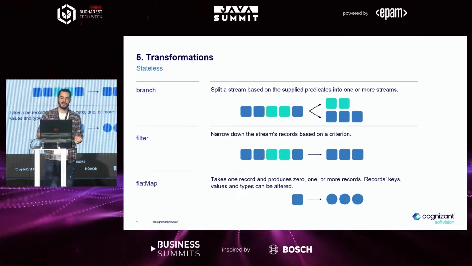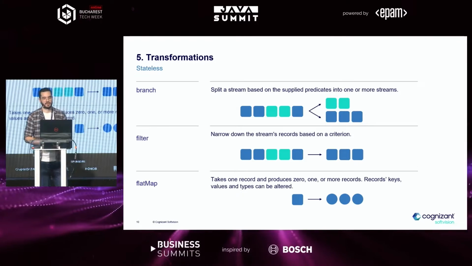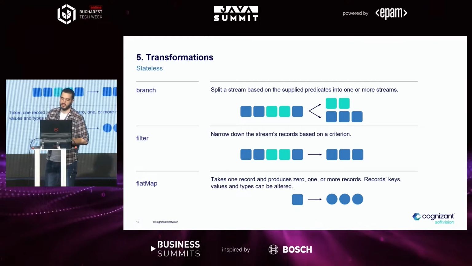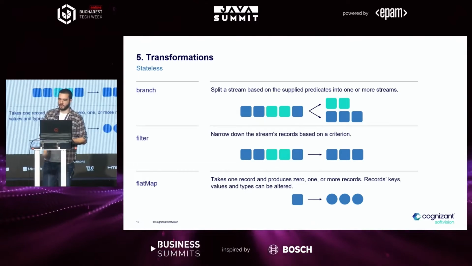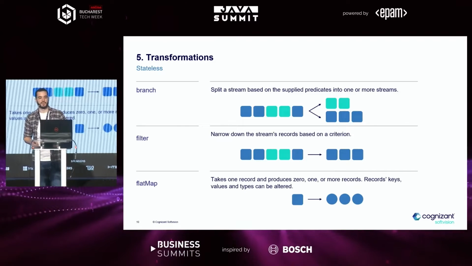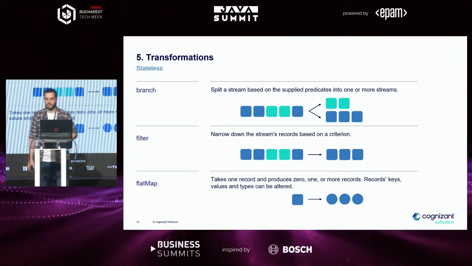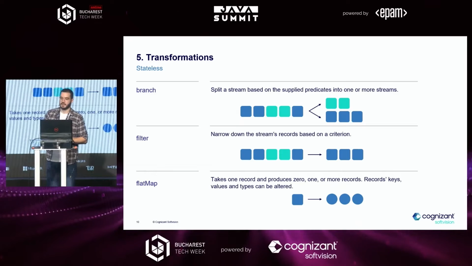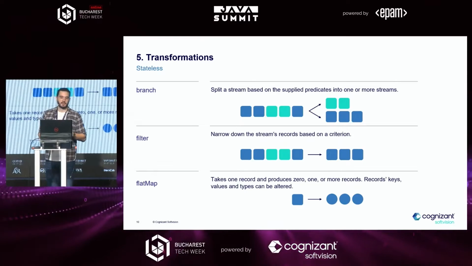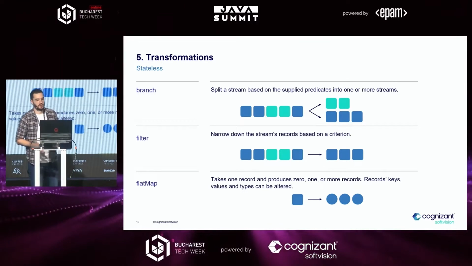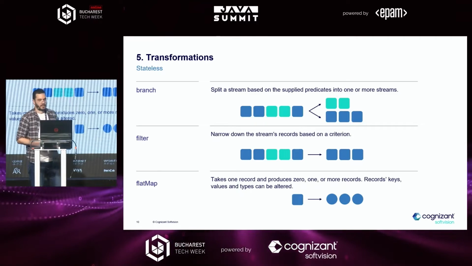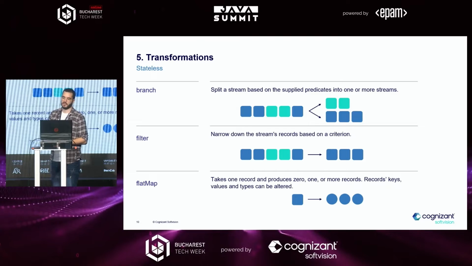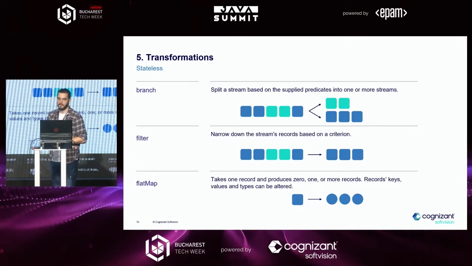So with this analogy in mind, I would like to go further and talk about the most commonly used operations in Kafka Streams. Branch. This operation performs a split on a stream into one or more streams based on a supplied predicate. We will use this later in the trading example, along with a filter, which narrows down the streams based on a criteria. Of course, there is a filterNot operation that does the opposite of filter.